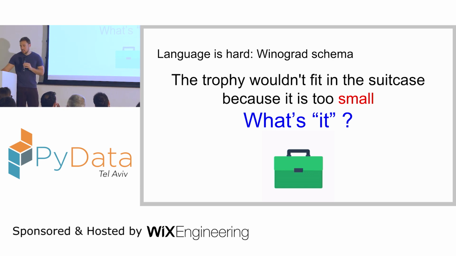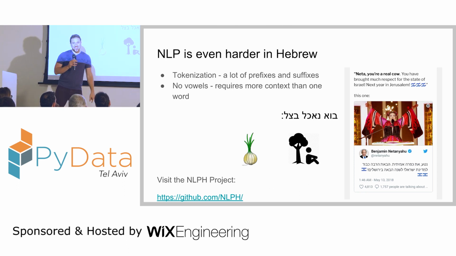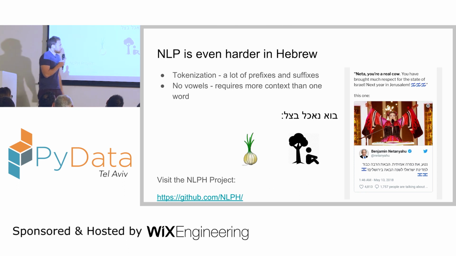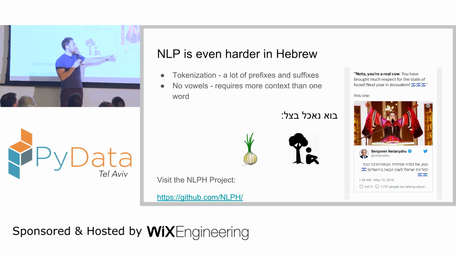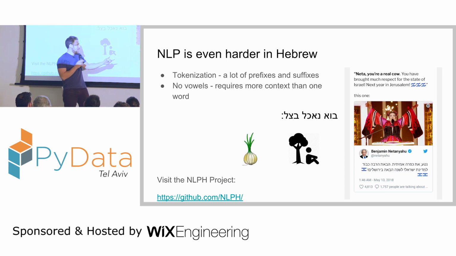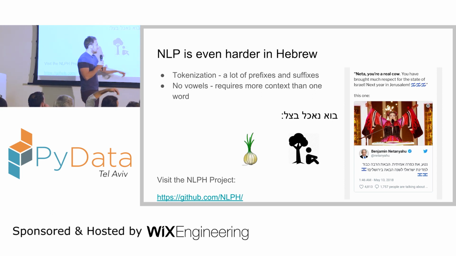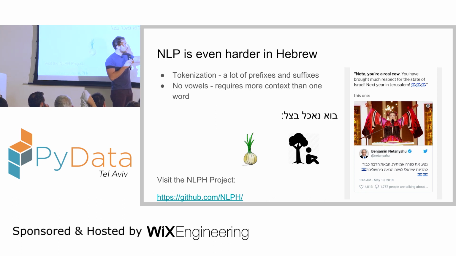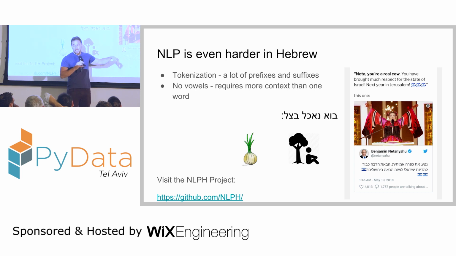If that isn't hard enough, NLP is even harder in Hebrew. So now everyone talks about the Eurovision. So this is what Benjamin Netanyahu tweeted after Netta won the Eurovision. Netta, כפרה אמיתית ותרבה כבוד וכדומה. Netta, you're a real cow. That was the translation.